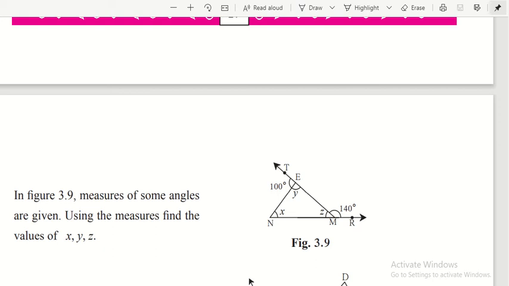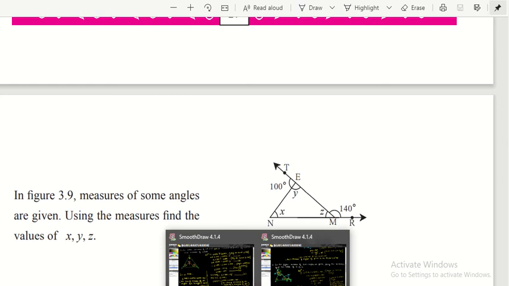After that we can consider, see, y and z we got. So for x, we can use the property that the sum of measure of all the angles of a triangle is 180 degree. This property we can use. So we will get the value of x. Now we will see the sum.